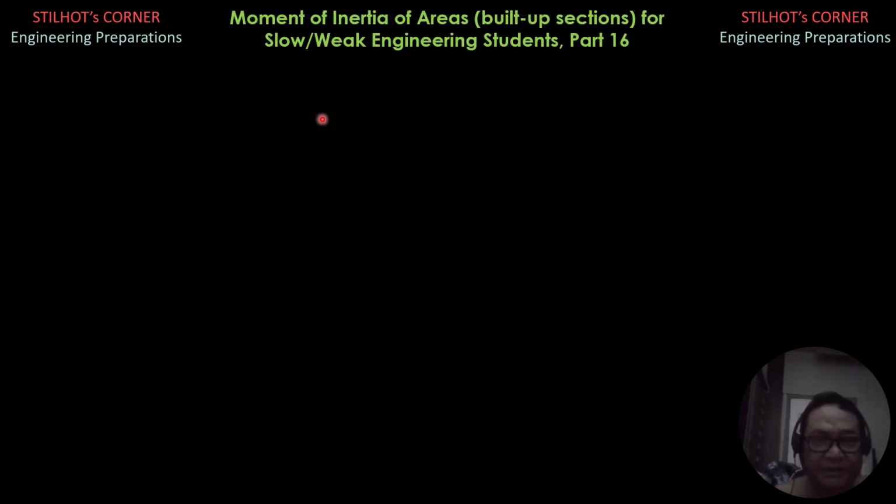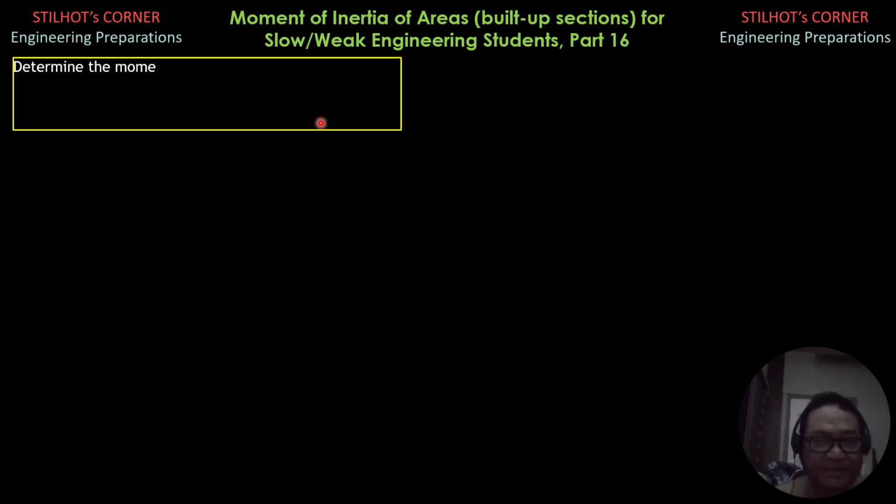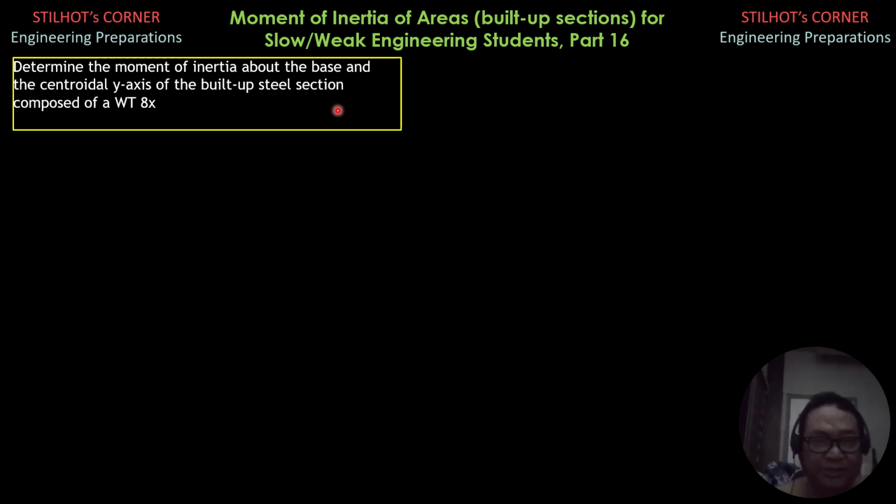There is another video in statics, particularly on the topic of moment of inertia for built-up sections. So here is the problem. Determine the moment of inertia about the base and about the centroidal y-axis of the built-up steel section, composed of a WT 8 by 50 and a 12 inches by 3/4 inch plate.